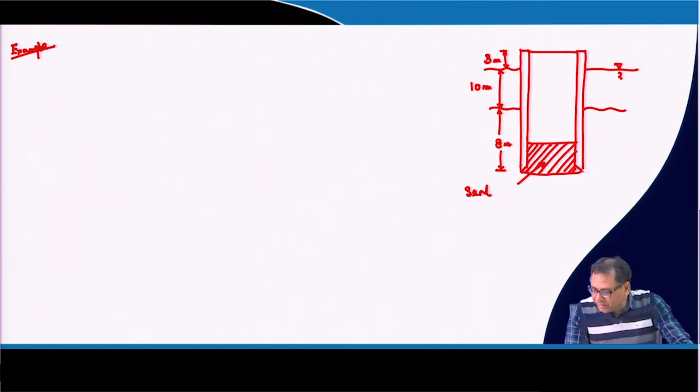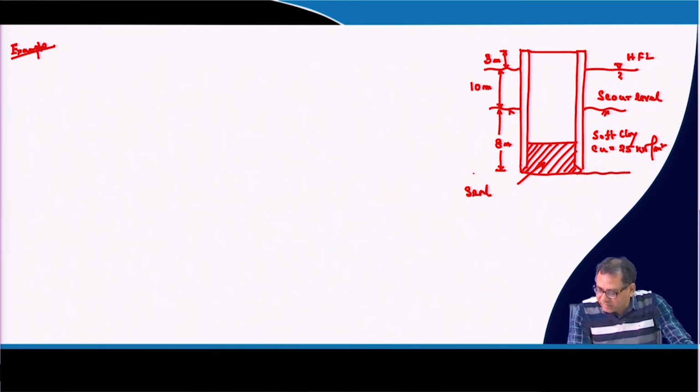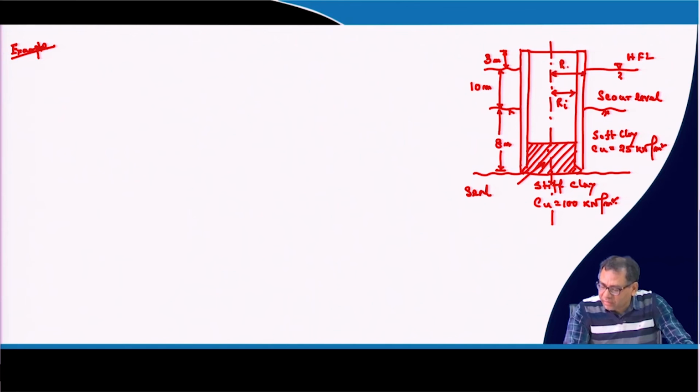So, this is the scour level, this is the HFL, and the properties are as follows. This portion is soft clay whose Cu is 25 kilonewton per meter square, and then it is resting on a bearing strata, which is stiff clay whose Cu is equal to 100 kilonewton per meter square. This is the center line, and this is the inside radius Ri, and this is the outside radius Ro.